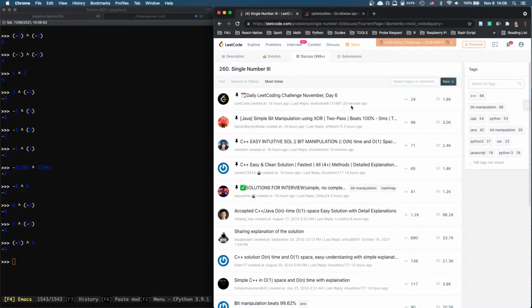Bit manipulation 2-pass. 4 methods. Bit manipulation 2-pass. What does that mean, 2-pass? I mean, exclusive OR, 2-pass. I don't understand. 2-pass. Hold on.